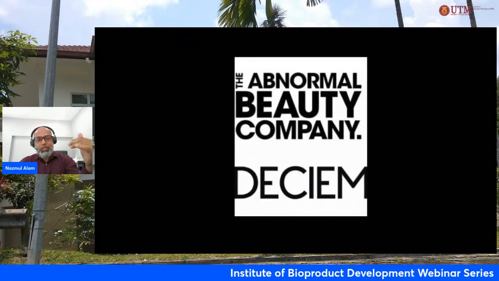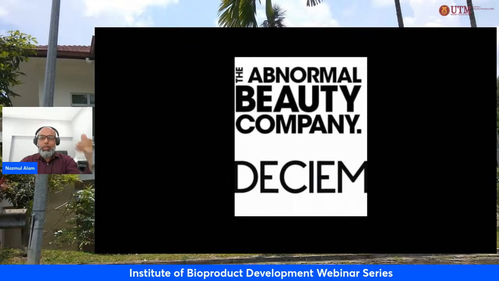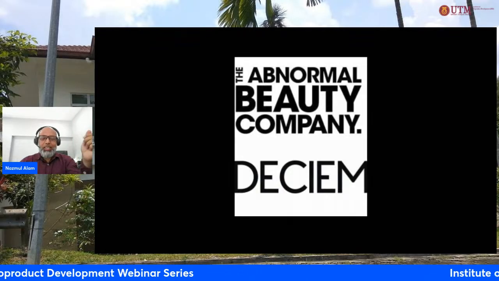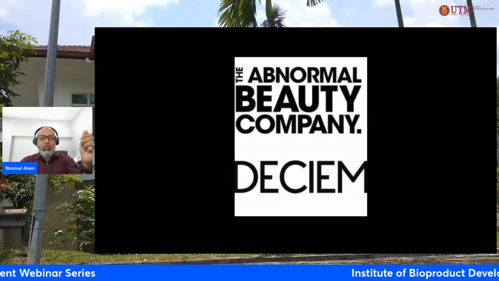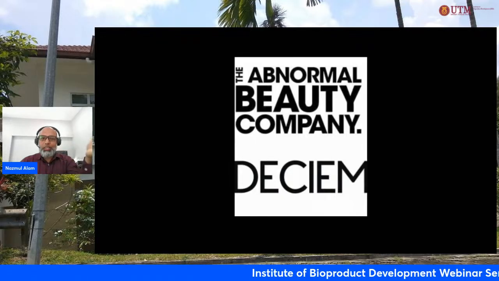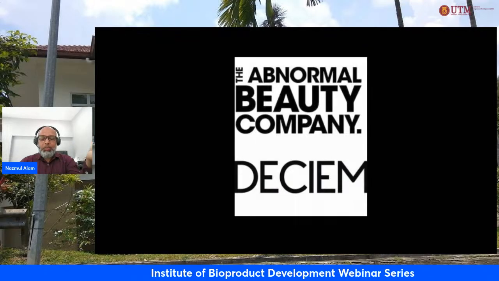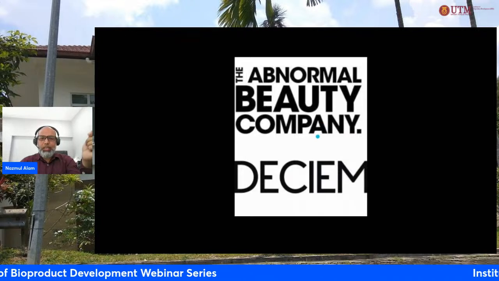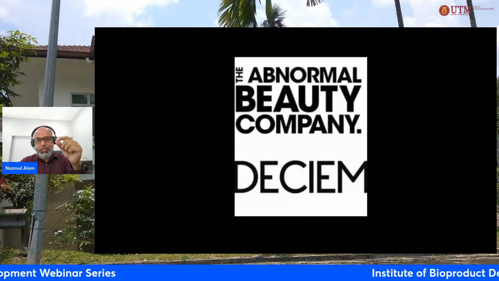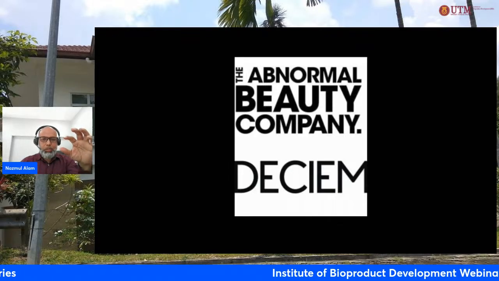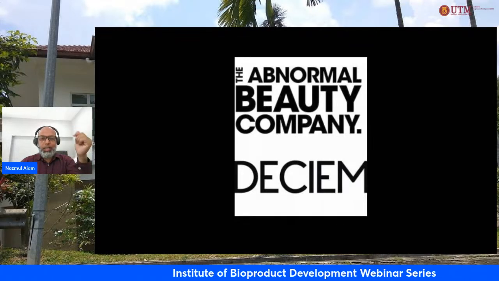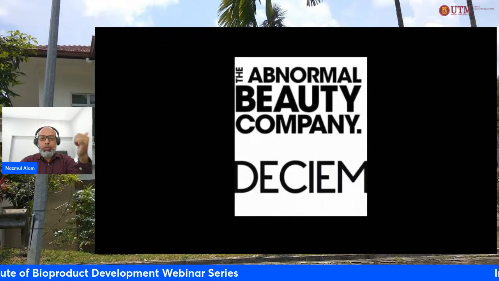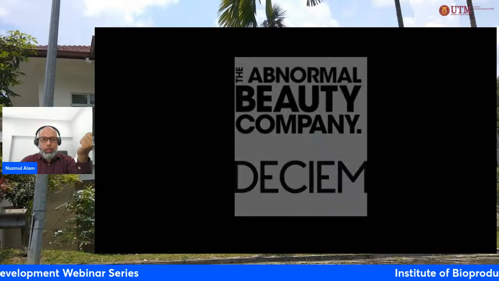Our founder decided to call the company DECIEM, followed by the abnormal beauty company. This is the tagline. Their goal was to shake up the industry by doing things differently, making skincare accessible, transparent, and developing products with integrity. That's why we named our products after the ingredients inside them. Probably you have seen some of the ingredient names as a brand name. This continues to be a really important value for us.